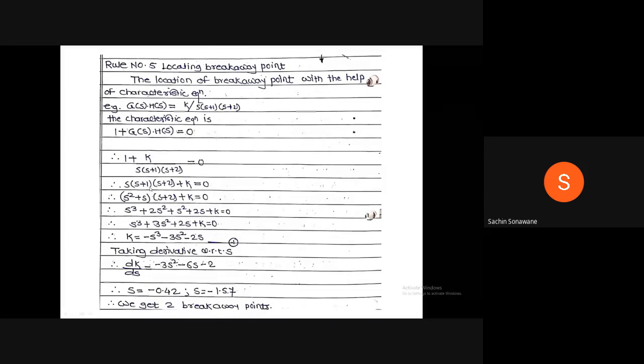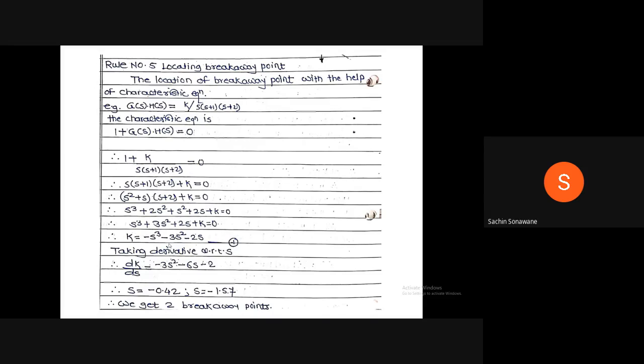Therefore S into bracket S plus 1 into S plus 2 plus K is equal to 0. Therefore S square plus S into S plus 2 plus K is equal to 0. Therefore S cube plus 2S square plus S square plus 2S plus K is equal to 0. Therefore S cube plus 3S square plus 2S plus K is equal to 0. Therefore K is equal to minus S cube minus 3S square minus 2S.